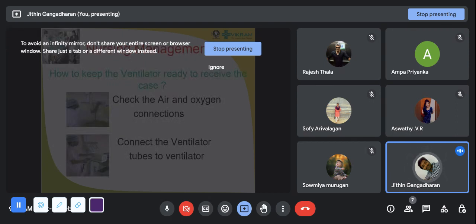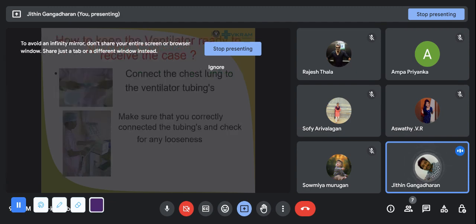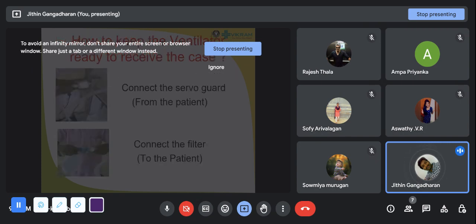Now, nursing management. How to keep the ventilator ready to receive the case. First, you have to check the air and the oxygen connection, ventilator and tube connections. You have to check all these things very thoroughly. Test with the check lung so that you know whether the ventilator is functioning properly. There should not be any loose items. Connect the servo guard to the patient so that HEPA filters are applied. HEPA filters, when applied, prevent virus entry into the lungs of the patient.